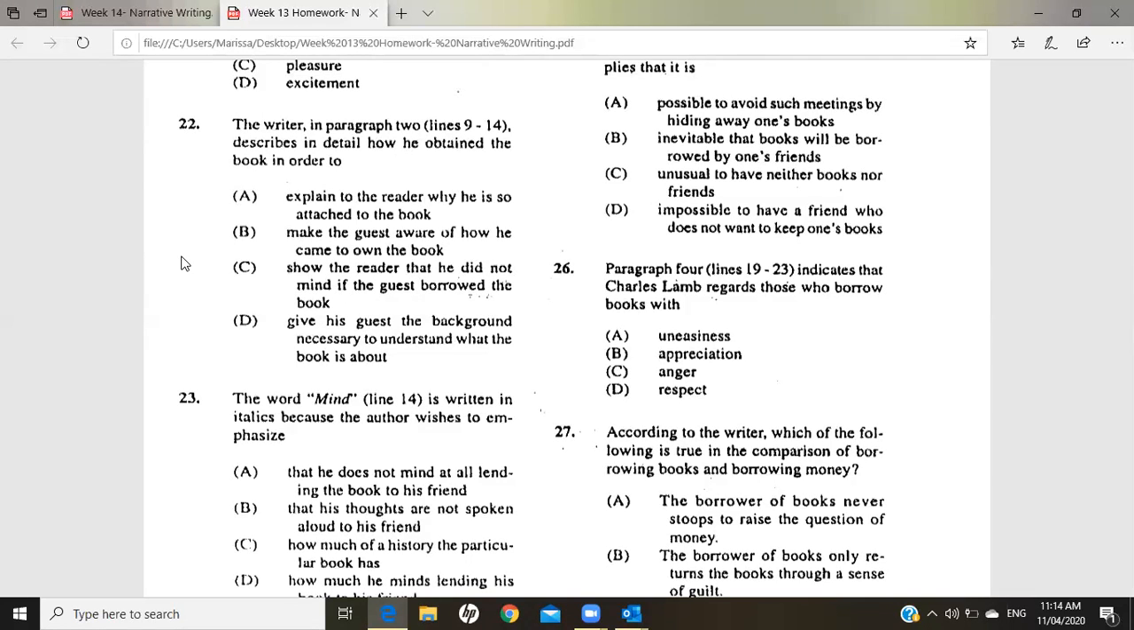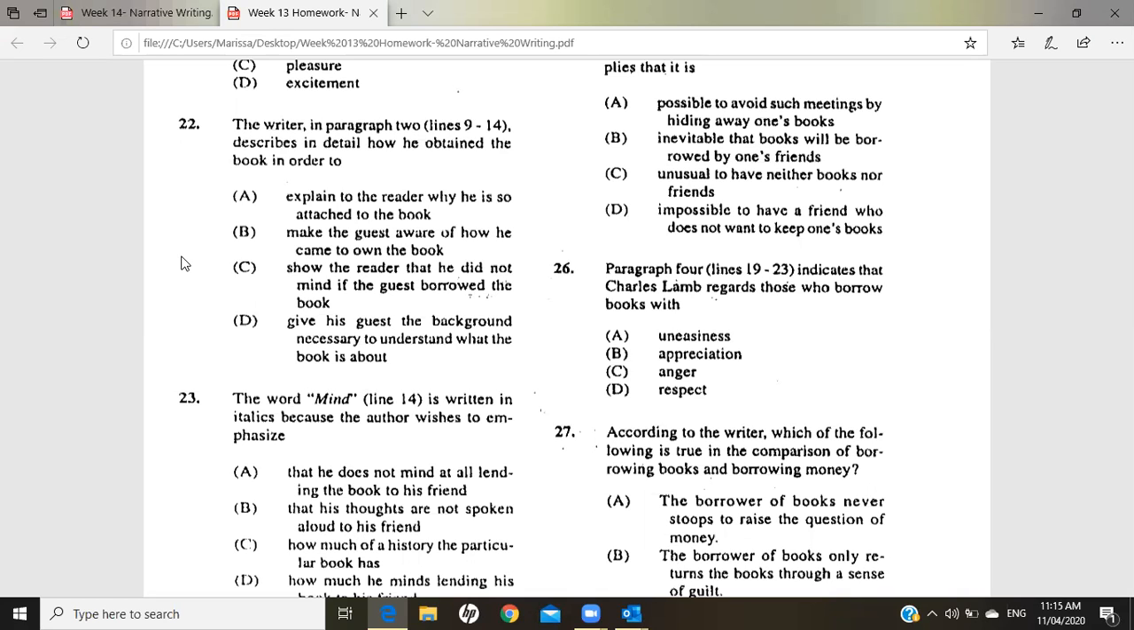C? Not C. B? Not B. One more try. A? Yes, the answer is A. To explain why he's so attached to the book, because he's providing an explanation as to the extent he went to accumulate the book.